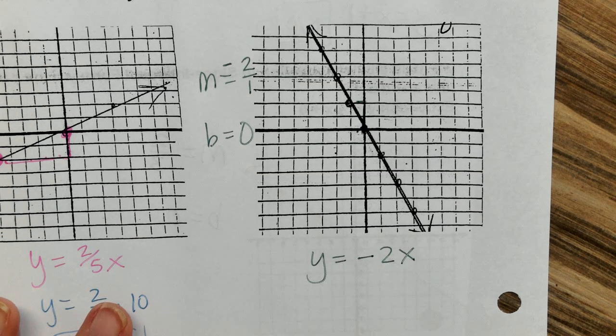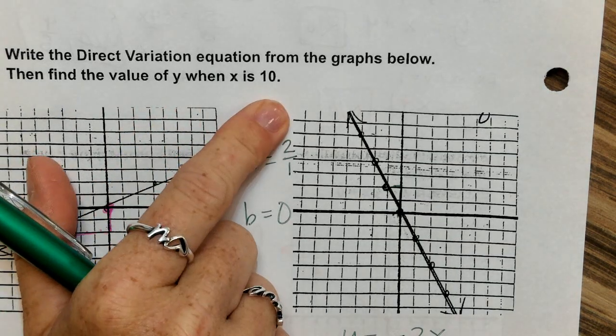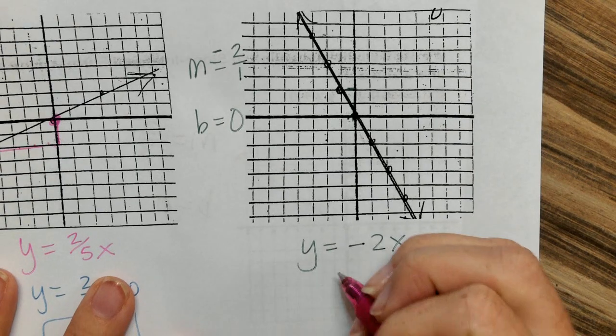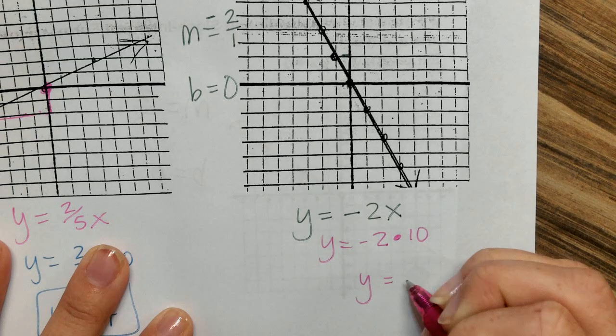It's the same thing. And then what are we going to do? It says find the value of y when x is 10. So I'm going to plug 10 in for x. So y equals negative 2 times 10, which is negative 20.